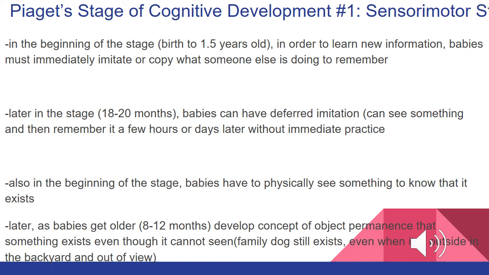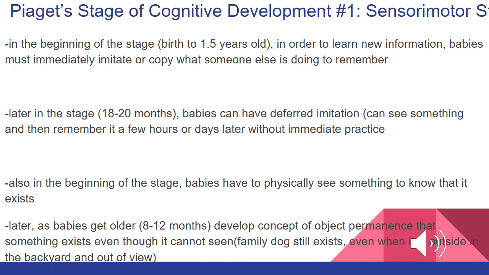Another important thing to note is that at the beginning of the stage, babies have to physically see something to know that it exists. So if they don't see it, or they see something and then it goes away, they think it's gone forever. However, later, as babies get older, by about 8 to 12 months, they start to develop this concept of object permanence. That means they realize that something exists even though they might not be able to see it currently.